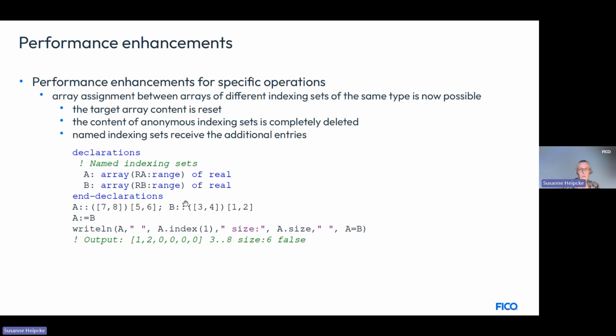What we have now is two arrays with different names for their indexing sets. They are of the same type and the same number of dimensions, but they have different names for their indexing sets, and they actually contain different things. Previously this was going wrong. It is now possible. Simply to assign what A has in contents, I am assigning B to it, and with this I'm overwriting A with the contents of B.